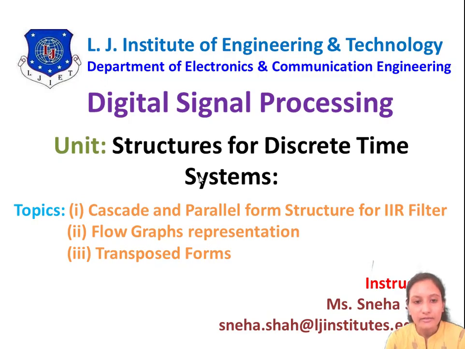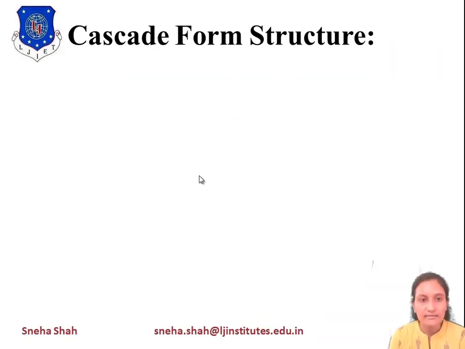Today I will explain different structures of discrete time systems from the subject of digital signal processing. In the last session we discussed the direct form structure. We explained direct form 1 and direct form 2 structures, and we derived that the direct form 2 structure has the advantage that the number of memory locations is reduced.